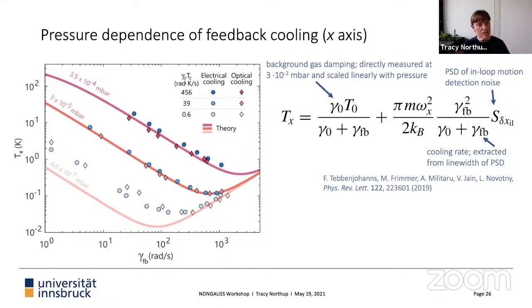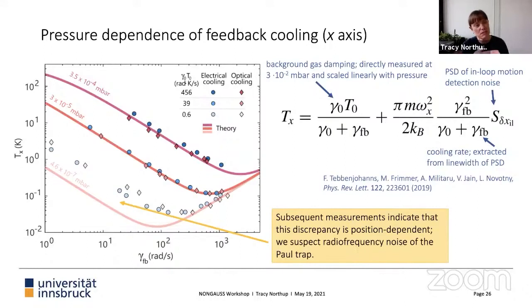And so we were happy to see the agreement for the first 2 pressures, although it definitely seems that there's clearly an offset for this lowest pressure. We suspect that this was about radio frequency noise of the Paul trap, but we need to investigate that further. And I think it shows you that things are going to get more interesting as we push the system down to lower pressures. These were experiments that we did only at pressures of about 10 to the minus 7 millibar, because we weren't yet working with our ultra high vacuum chamber.